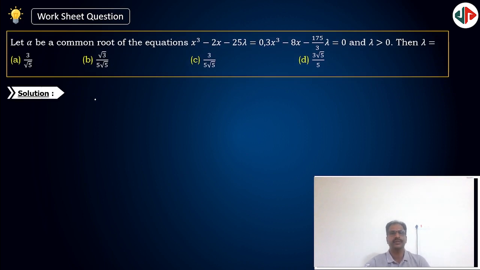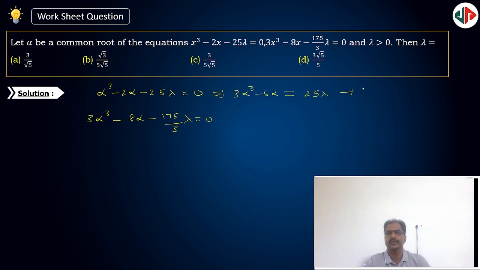Next question. Alpha is a common root of the two equations, which means that alpha satisfies both the equations. So in place of x, I can put alpha. So alpha cube minus 2 alpha minus 25 lambda is equal to 0 is one condition. 3 alpha cube minus 8 alpha minus 175 by 3 into lambda is equal to 0 is another condition. Multiply the first equation with 3. Let us say it is equation 1.